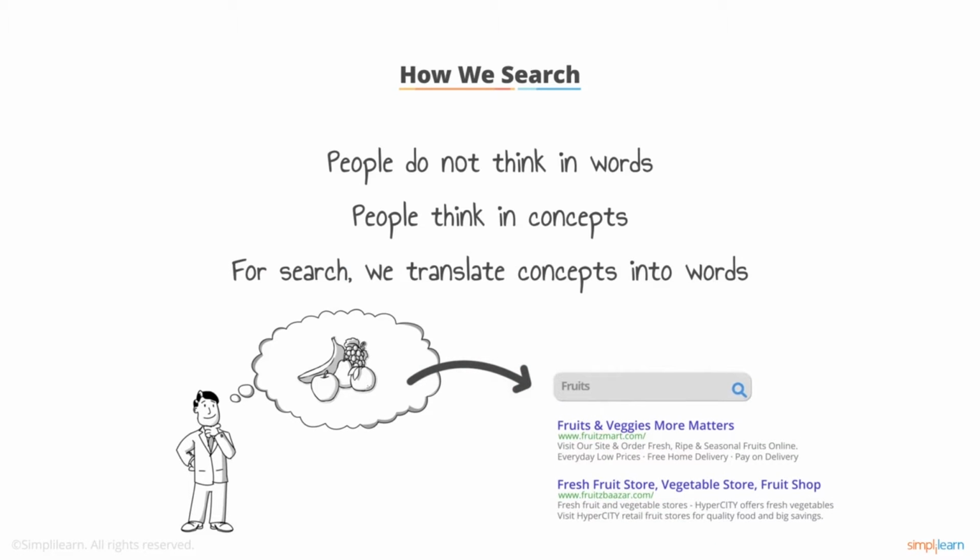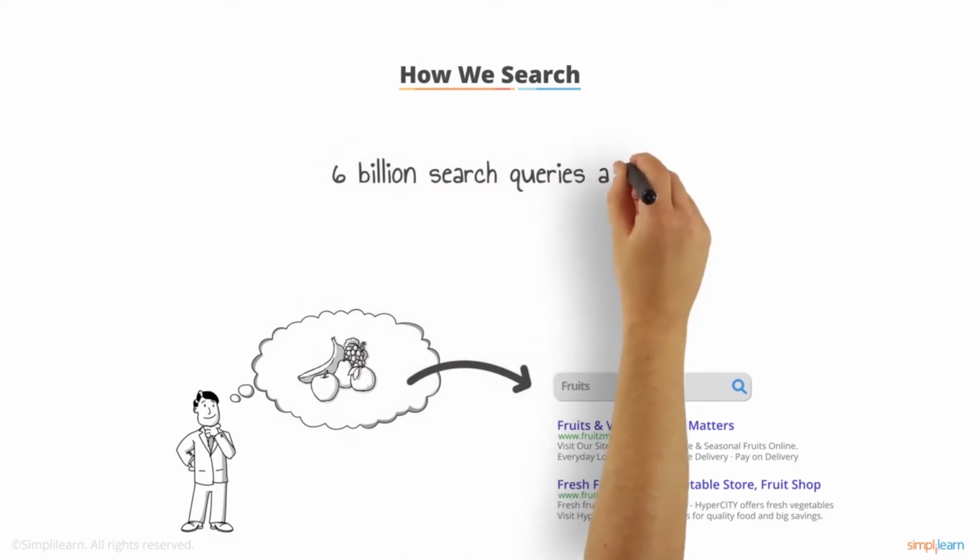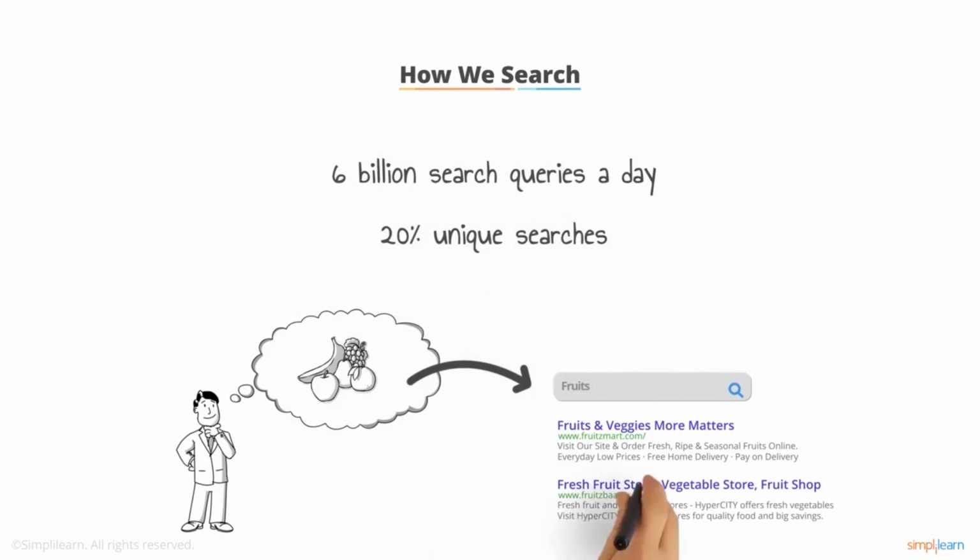Now, this leads to a lot of unique queries out there on the web. In fact, one of the most fascinating numbers you'll ever hear is that while Google processes 6 billion search queries a day, 20% of them have not been done ever before or in at least 6 months of time. So there's a lot of unique users we're trying to reach with search.